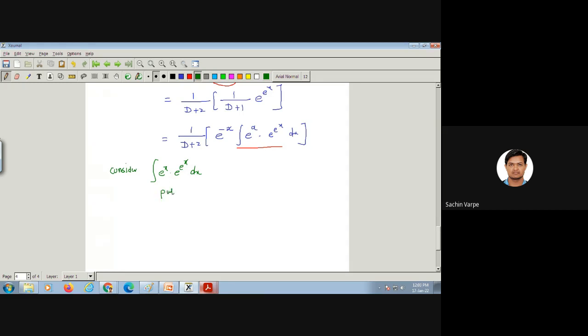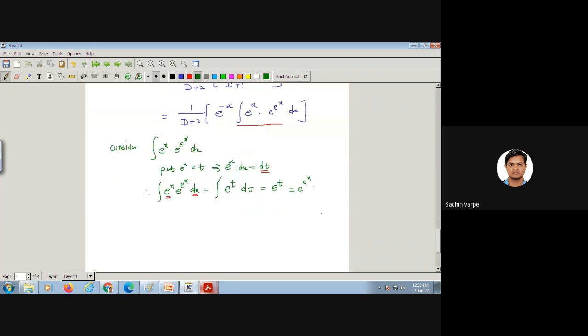We put e raised to x is equal to t, isn't it? So e raised to x into dx becomes dt on differentiating. So therefore, the integration of e raised to x dx becomes the integration of e raised to t dt, because e raised to x into dx is dt. So what is the value of this integration? It is e raised to t only, that is e raised to x. Right?